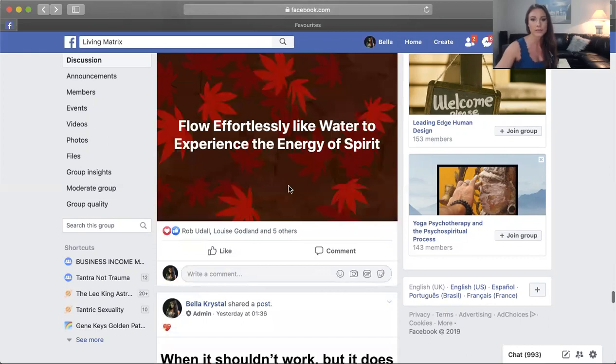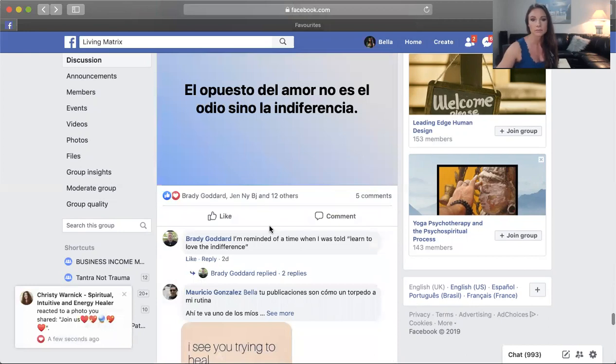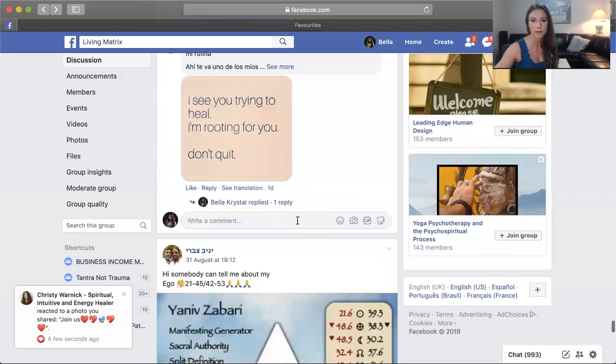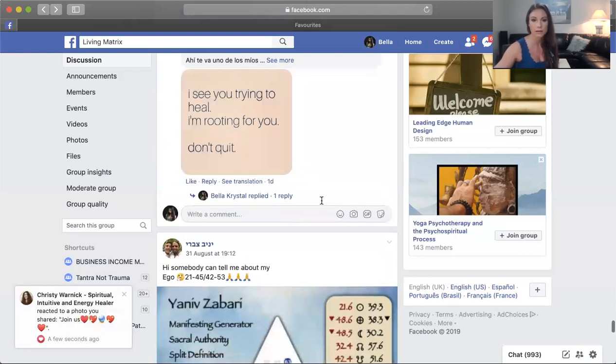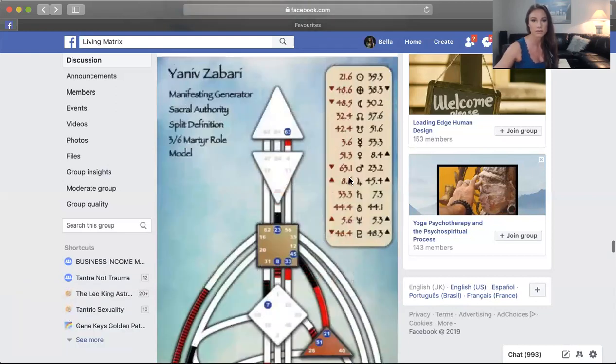Let's see. I know there are more charts. Okay, here we have one chart again. And there was a question here, actually. I love when there are questions. Let's see if I can open the post.